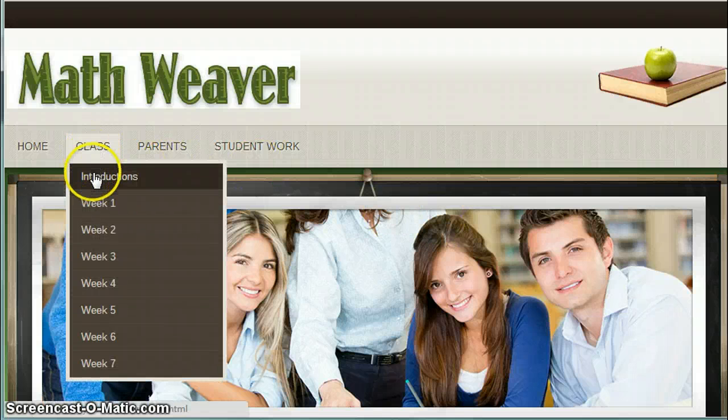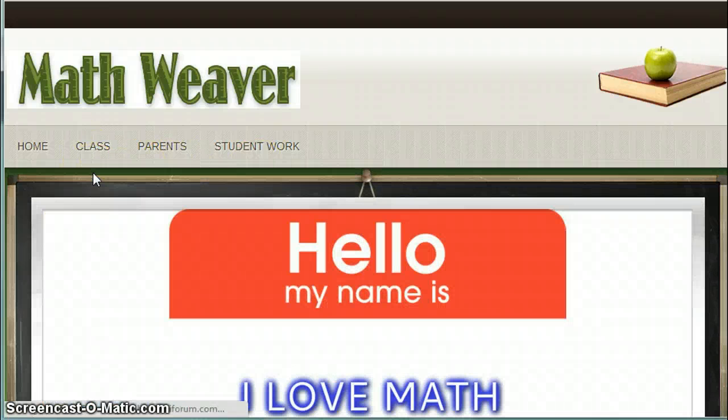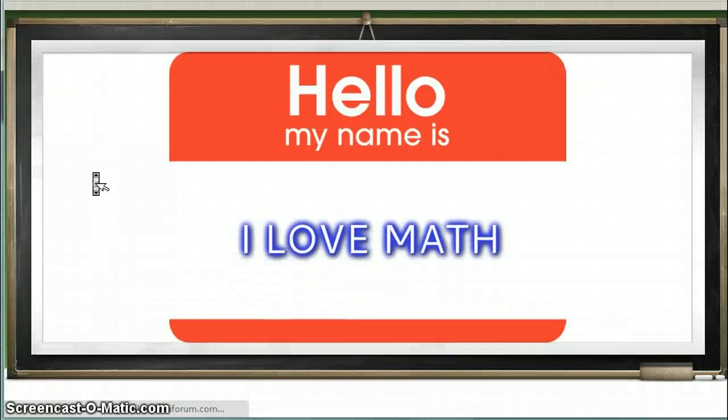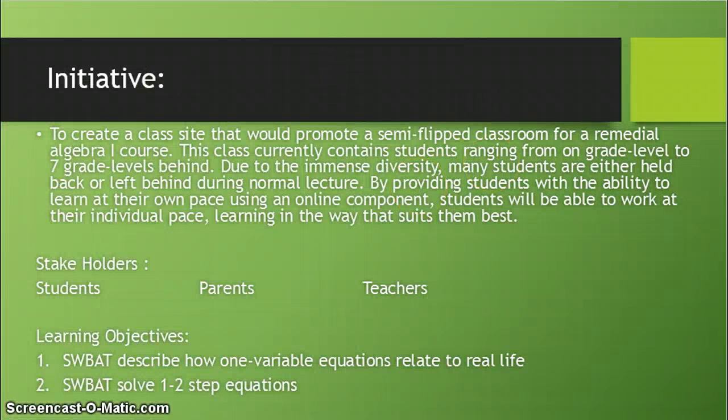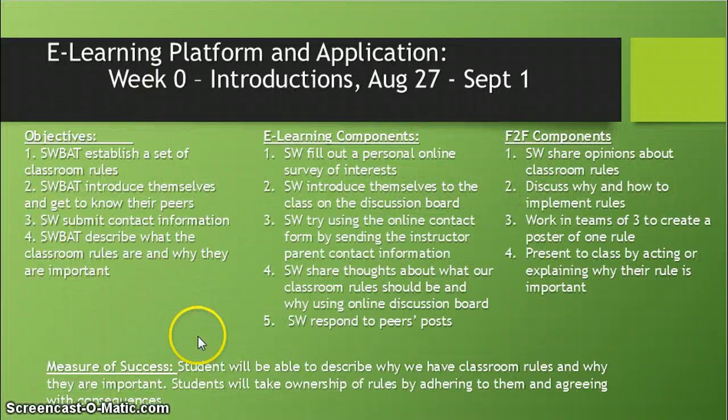Let's take a look at the first week. Introductions. So this is my introductions page, and I'm going to jump back and look at what the overview is. So for my first week, I anticipate this being the first week of school, August 27th through September 1st of this fall. Our objectives are to create a set of classroom rules. Students will introduce themselves, submit contact information, and describe why the rules are important and how we use them.